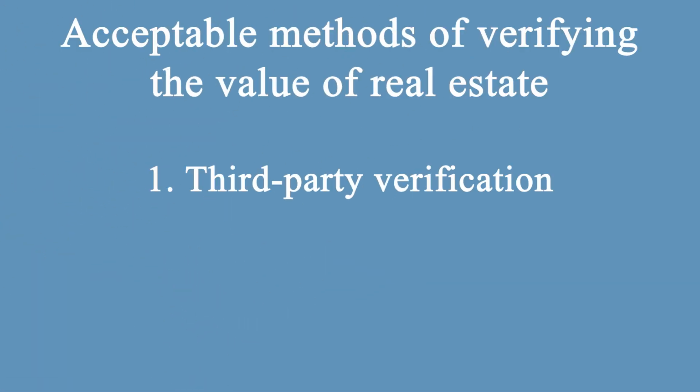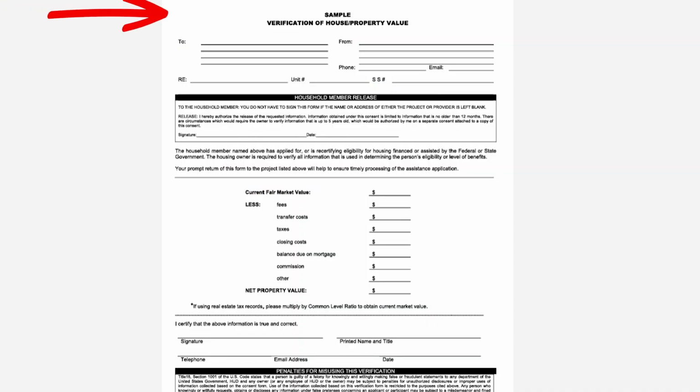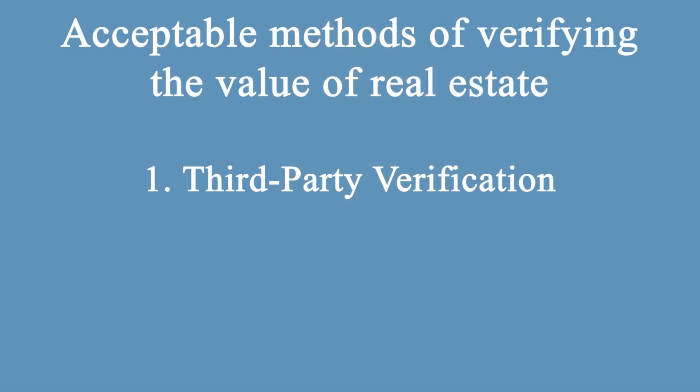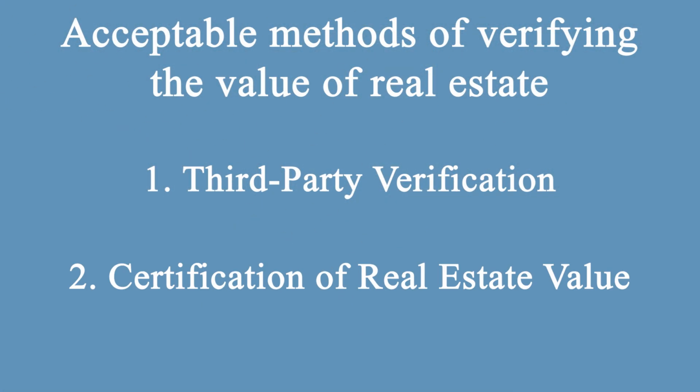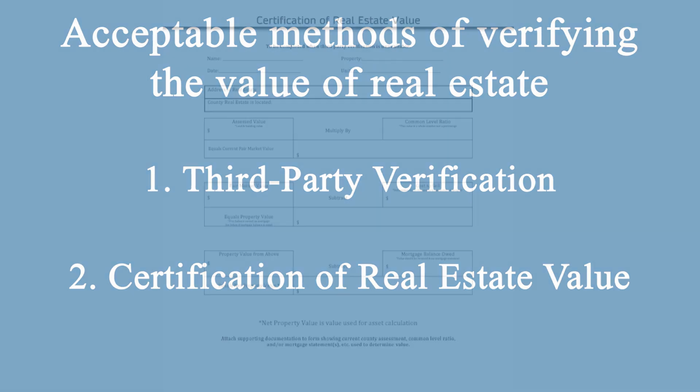The first is a third-party verification. This is obtained by having a licensed real estate agent complete the house property value verification form shown here. Be sure to have the agent complete the form in its entirety, including their signature and the date. Each field must be completed to obtain the proper value of the property. The other way is by completing the Certification of Real Estate Value form, which we will discuss in detail throughout the video.